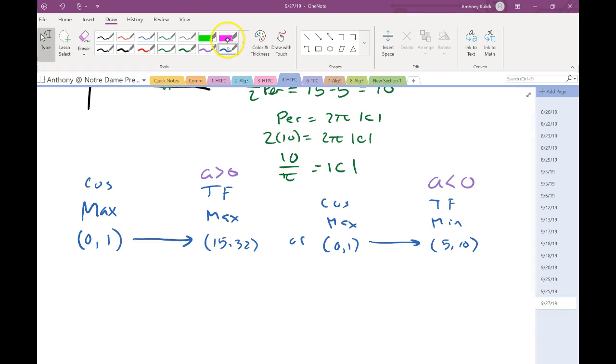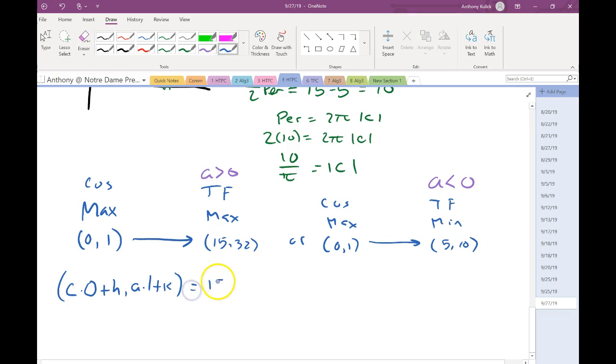So to find h, I know what I'm going to do is I'm going to do c times 0 plus h, a times y plus k should equal 15 or 32. So really what that tells me is that h is 15. Similarly over here, that tells me that h is 5.